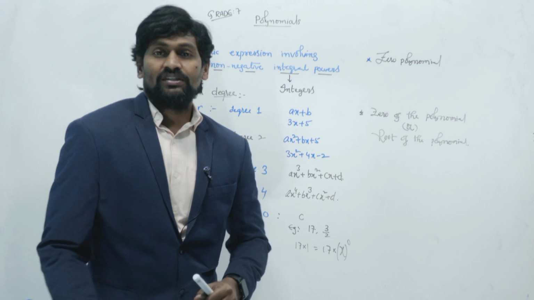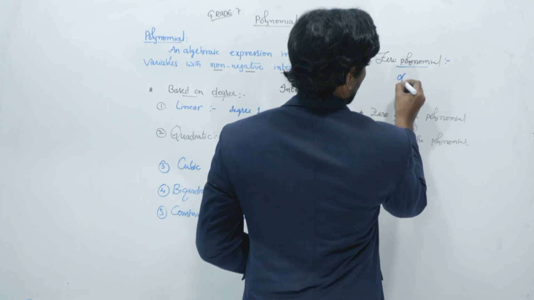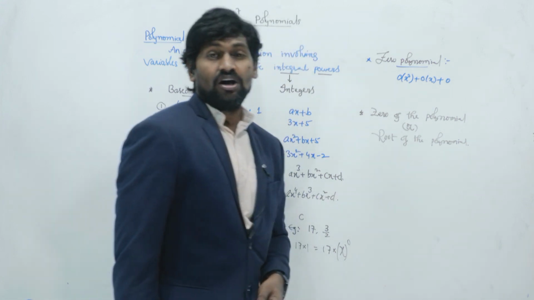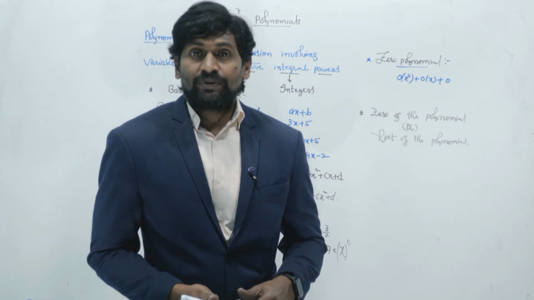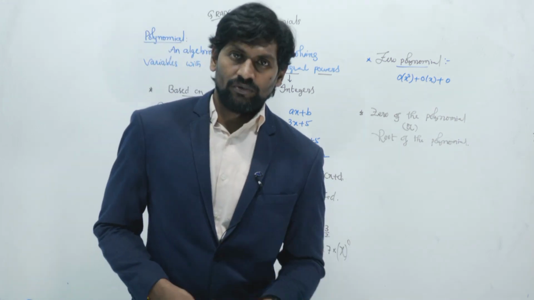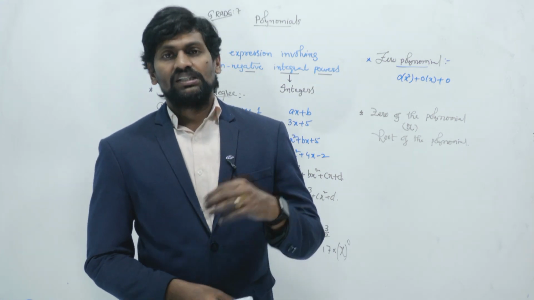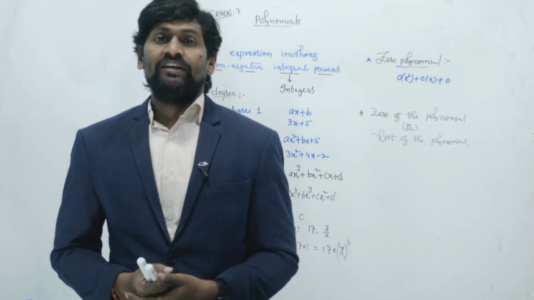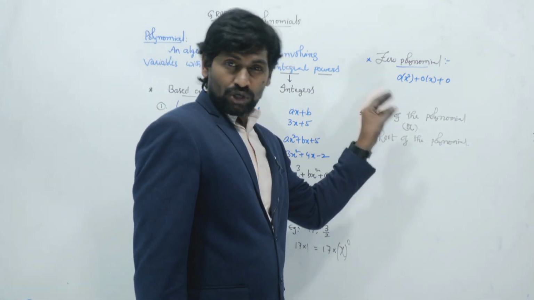What is zero polynomial? Zero polynomial is a polynomial in the form of 0 into x square plus 0 into x plus 0. That is, all the coefficients of an algebraic expression are 0. Such type of polynomial is called zero polynomial, and its degree cannot be determined. That means degree is not defined.